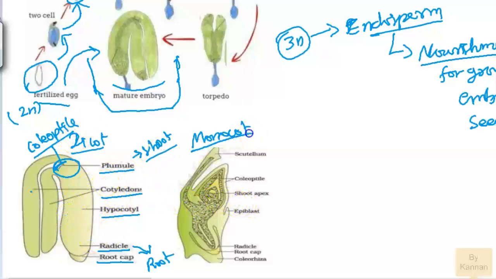Here you can see a monocot seed. Here are the coleoptile, the shoot apex, which is the plumule in dicot regions, the epiblast, the radicle part, root regions, root cap, then coleorhiza. The coleorhiza is the initial part of the shoot and root regions. Only after crossing the coleorhiza does the radicle grow into a root. Fine, just a protecting layer. Okay, so this is how the embryo grows inside the seeds.